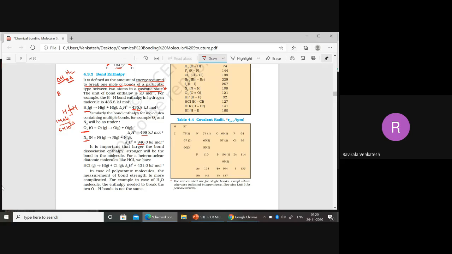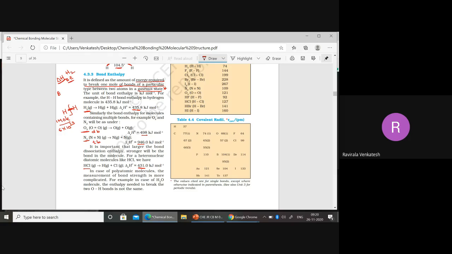As for the number of bonds, hydrogen has a single bond, oxygen has a double bond, and nitrogen has a triple bond. As the number of bonds between the atoms increases, the bond energy definitely increases. For example, if we take HCl, it has 431 kilojoules of energy.